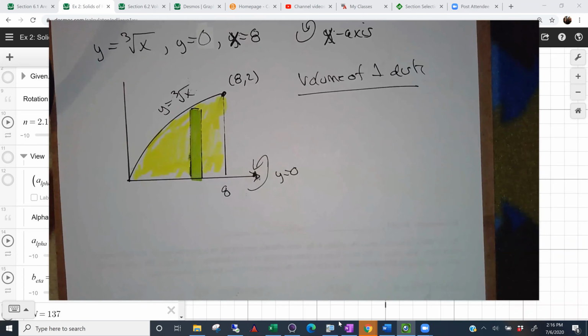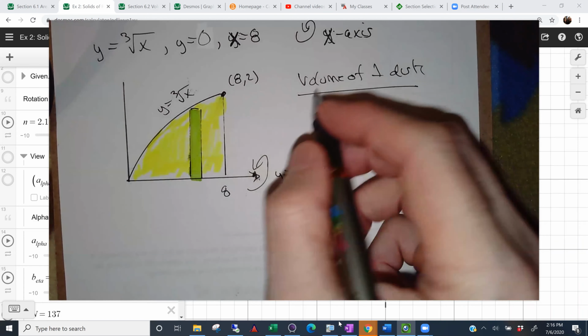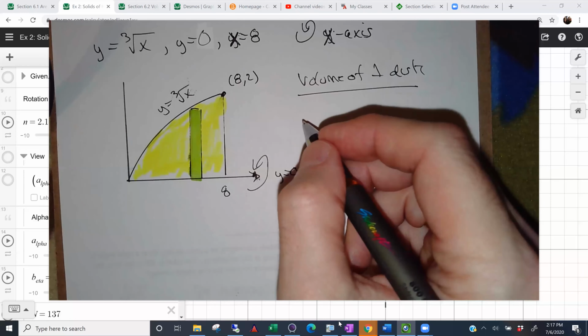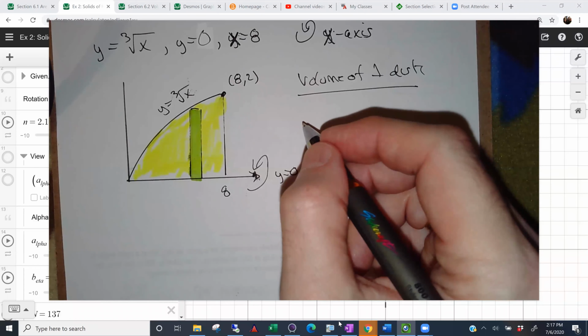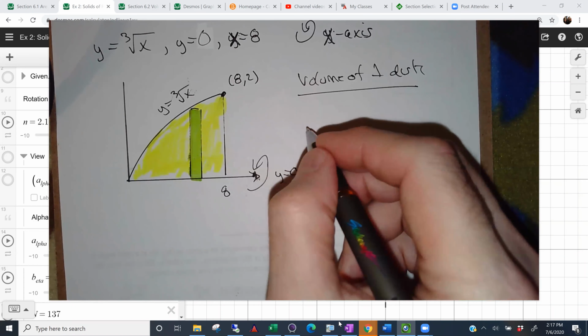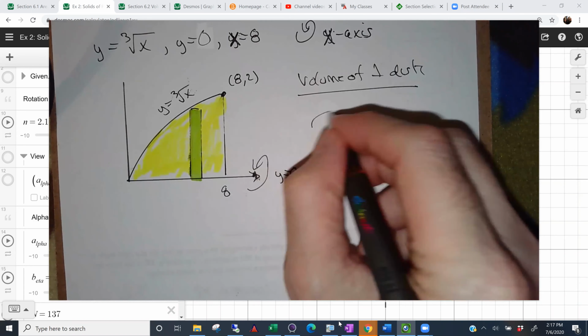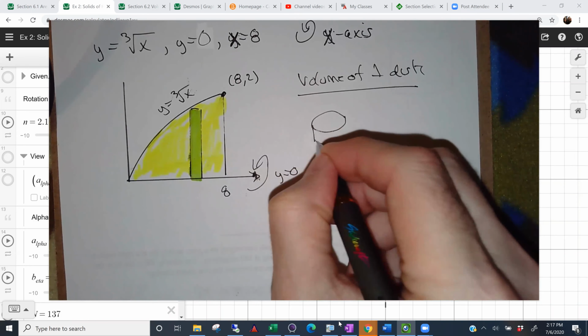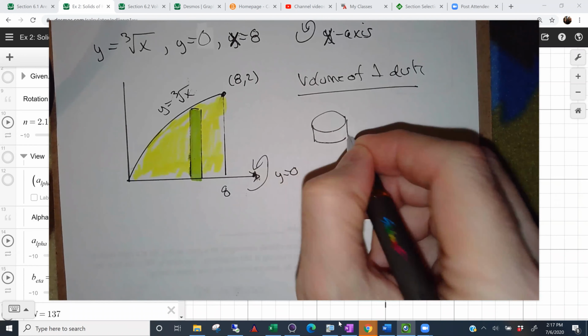Okay. So volume of one disk, it's really going to be the area of the base of a cylinder times its height. So let me draw this. There's our little disk, like that.